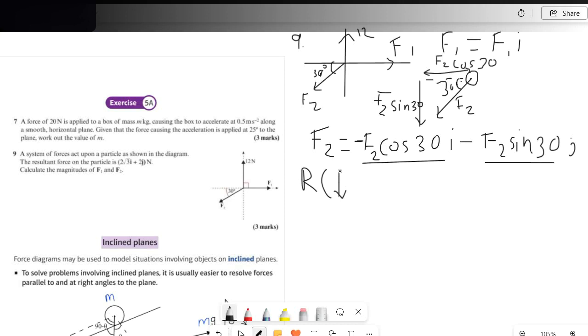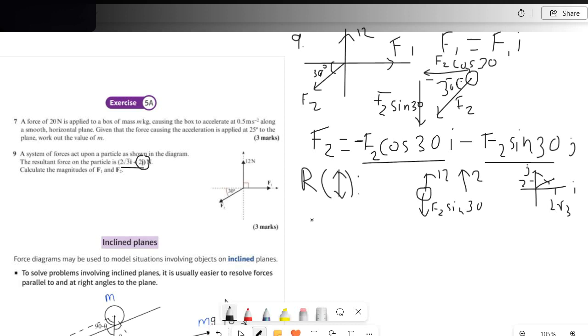So resolving upwards or vertically, we can say that if this is the particle and this is 12, then the vertical component of F2, which is here, is F2 sine 30. So resolving vertically and drawing the particle, we can see that 12 is upwards and F2 sine 30 is downwards. Now because the resultant is given as 2 root 3 i plus 2j, which also looks something like this. 2 root 3 i is somewhere here if this is i, and 2j should be here if this one is j. So the resultant vector looks something like this. And so resolving vertically, we can see that there is a resultant force of 2j, so therefore this should be 2j as well.